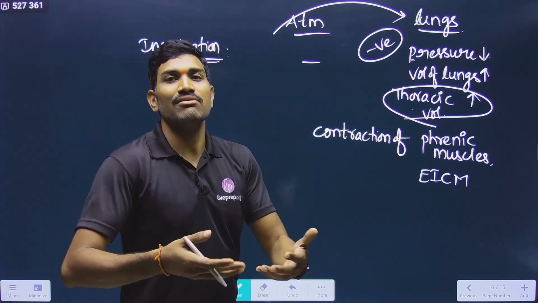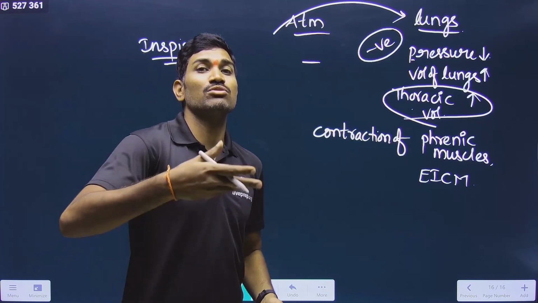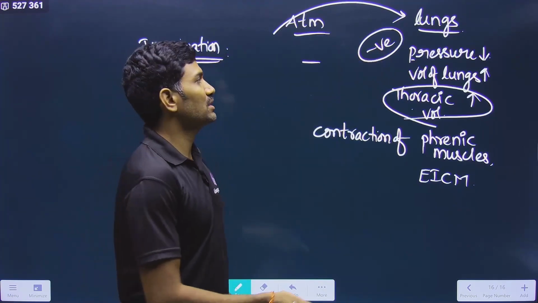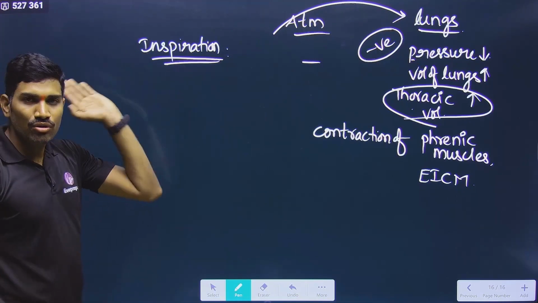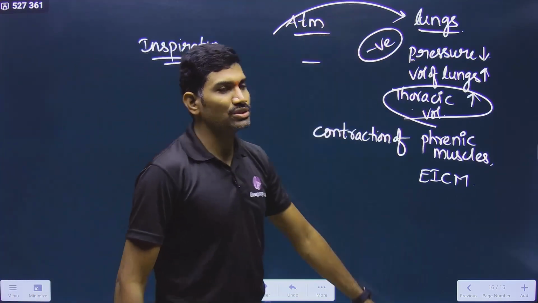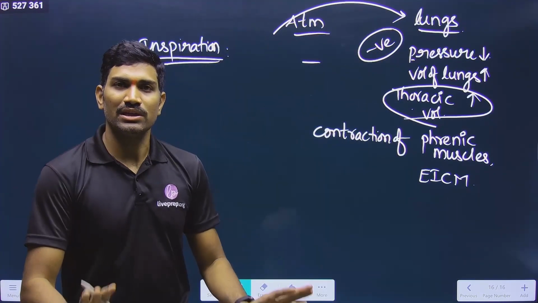Pressure inside the lung will increase. That means intrapulmonary pressure is more. That's why it is called a positive pressure. Now from the lungs, air will go into the atmosphere. So if you know inspiration, you can write simply the opposite for this, and you will get expiration.